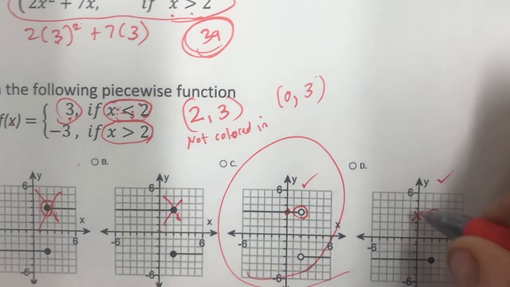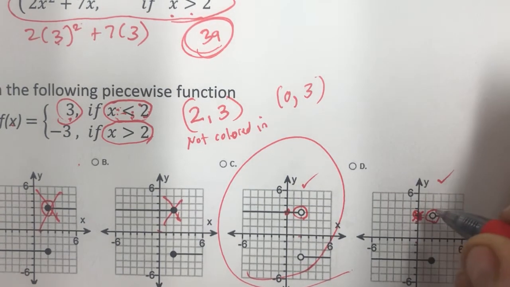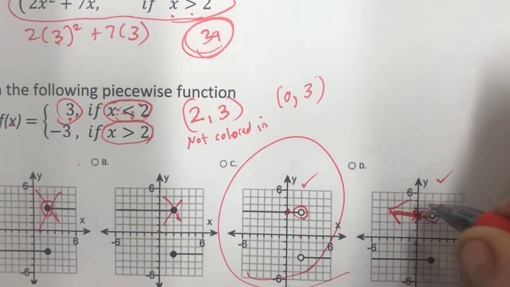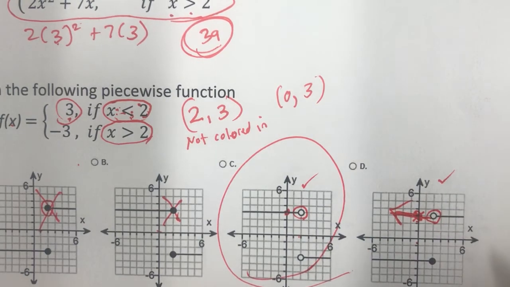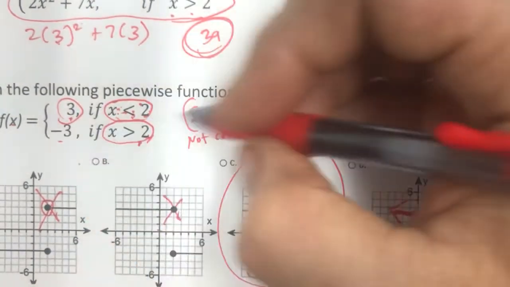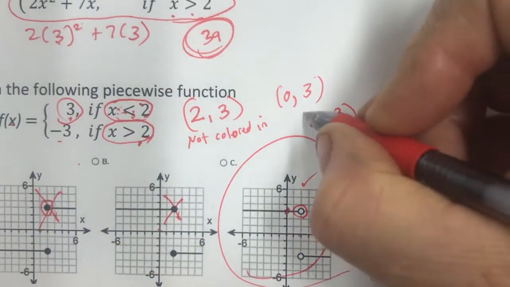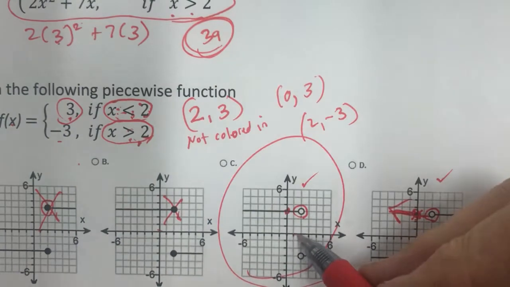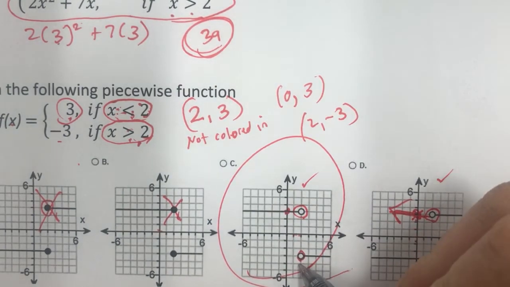Now, suppose this one over here did have this going this way. Suppose it was going that way. All right, then what I would do is look at this other piece. If I put 2 in that, I would have 2, -3. And it's not colored in either. See, 2, -3 is right there, not colored in. So see, there's that part.